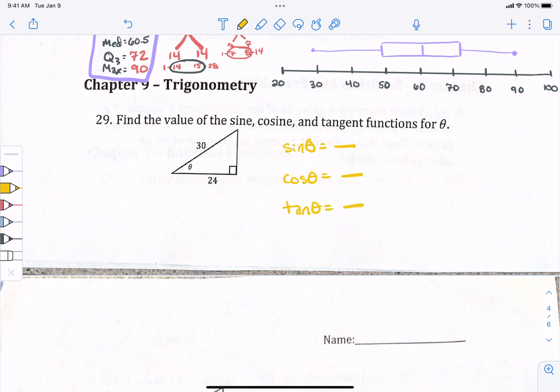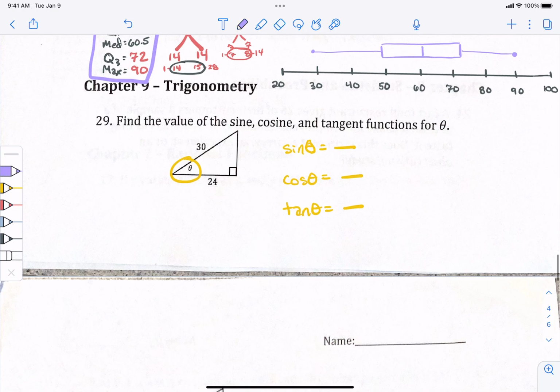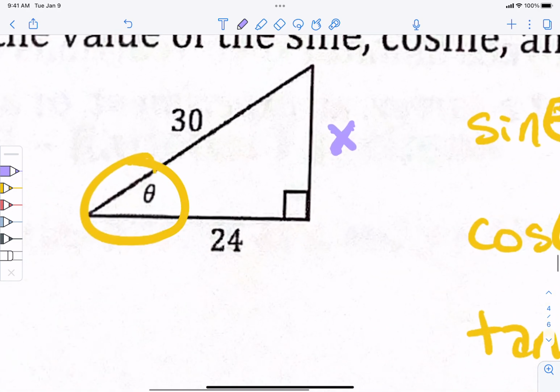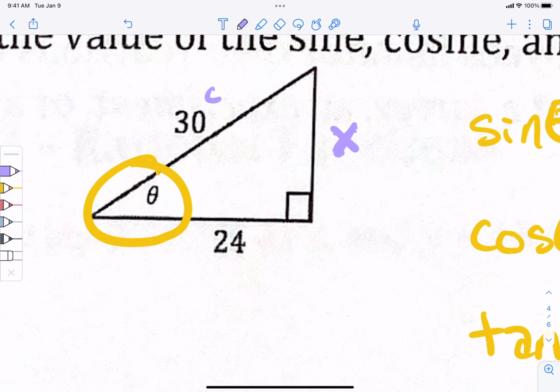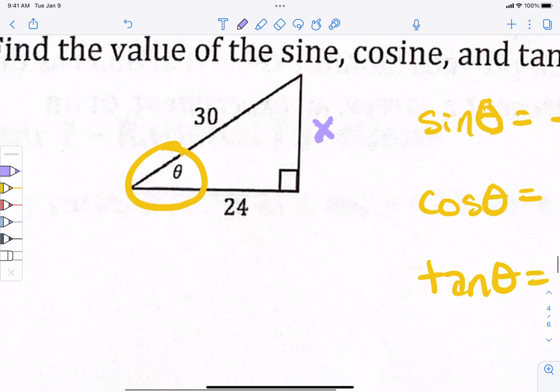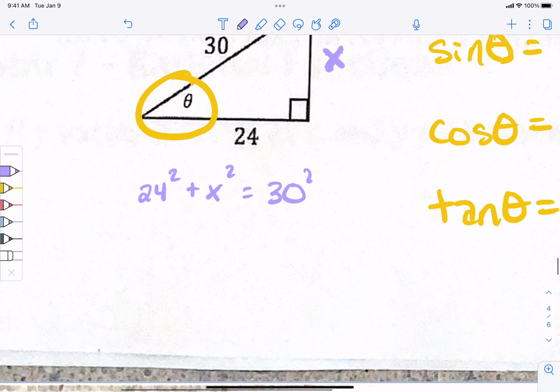And when we do this, here's my angle theta, so we have to identify the opposite, hypotenuse, adjacent. But when we're doing all three trig functions, we do have to know what this side is. And we can figure that out by using the Pythagorean theorem because this is a right triangle. So let's call this side X. We know that side C has to be the longest side, so that's going to be my 30. And so let's do 24 squared plus x squared equals 30 squared, okay?